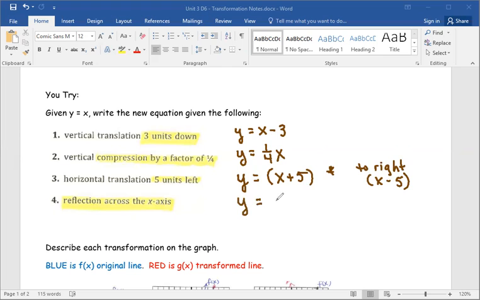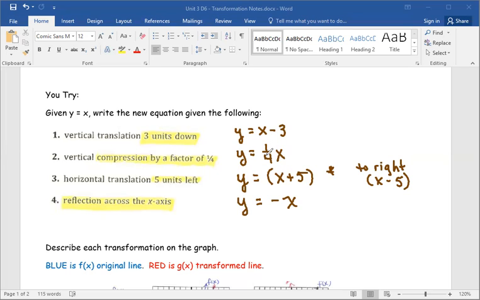Reflection, you just have the negative slope out there. All right, so we're just talking about the parent function y equals x. We're just talking about a basic function. We're not going to try to combine functions here. So very, very simple. Up, down.